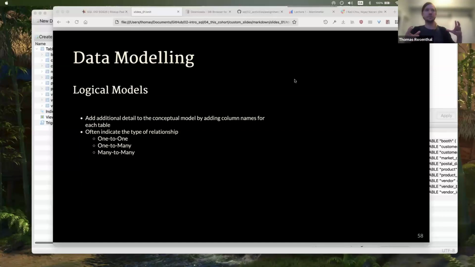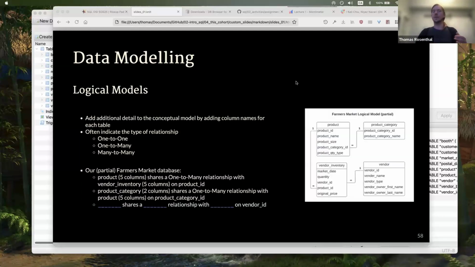Logical models add additional details to the conceptual model by adding column names for each table. So we're going to have our column names, and they also indicate the type of relationship: 1-to-1, 1-to-many, many-to-many, right? So let's look at a couple. This is just a partial. We went from 10 tables down to 4, just so I didn't have to build the whole thing out.